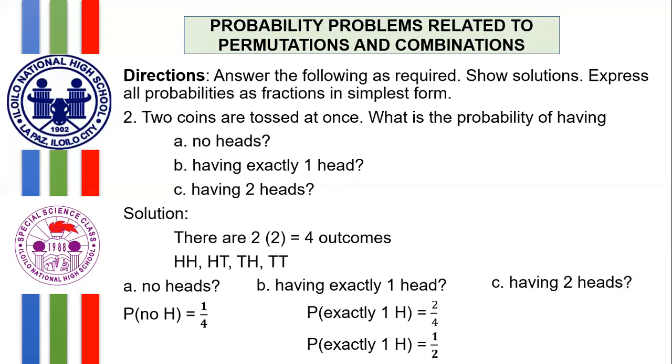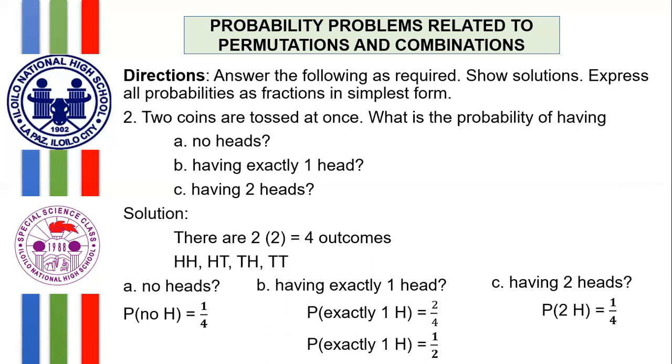How about letter C, having 2 heads? So that's this one, right? It's only 1 out of the 4. So the probability of having 2 heads is still 1 over 4, or 1/4. I hope you got this correctly as well. And if you did, congratulations. But if not, better practice more problems.